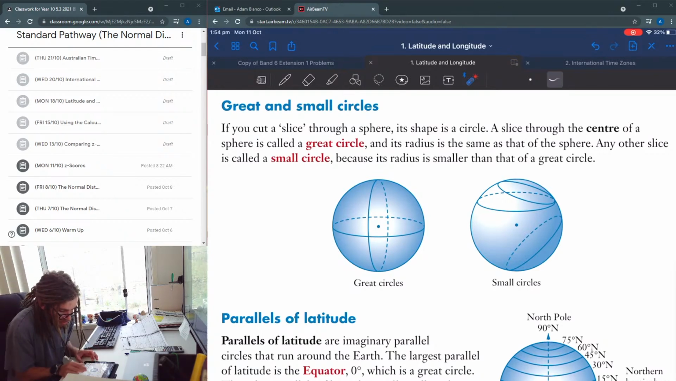If I cut it a little bit smaller, so if I cut it here, this circle is obviously going to be smaller than this circle, so it's called a small circle. That's it.